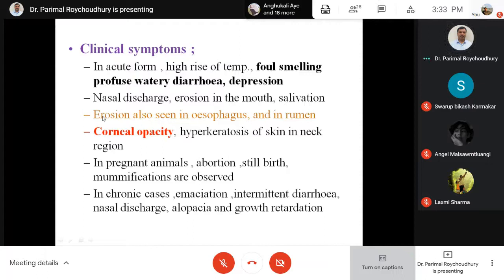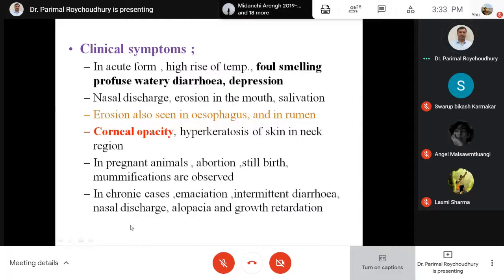Erosions are seen in the esophagus and the rumen; that's why it is also called mucosal disease. The mucous epithelium is affected. Basically, it is not the mucous epithelium, it is the subepithelium where the lymphoid aggregates are, and their swelling occurs. Somewhat the concept is similar to that of the Paramyxoviridae family, but here the lymphoid organs are mainly affected. Corneal opacity and hyperkeratosis of the skin and neck are sometimes seen in BVDV affected animals.